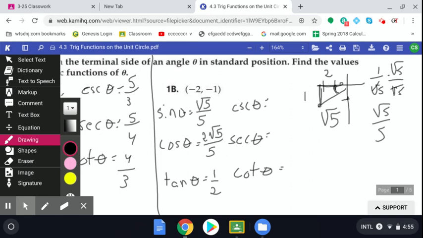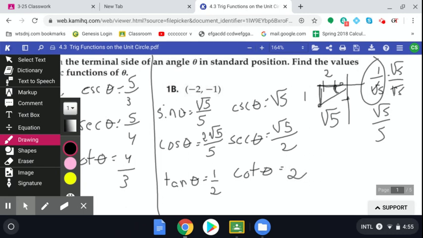So this one actually would be just radical 5. We can flip from here, right? Because it was that. The other one was 2. This was, for cosine, it was 2 over radical 5. So now it's going to be radical 5 over 2. And cotangent theta is just 2. And that takes care of that.